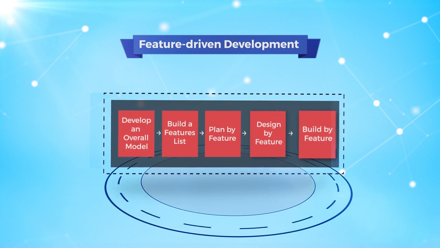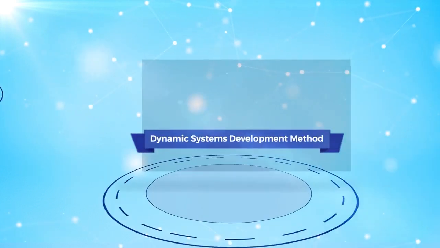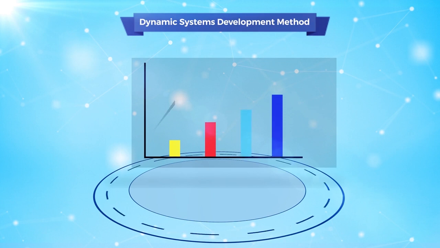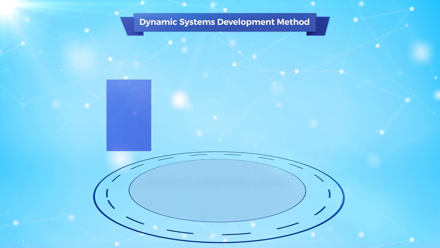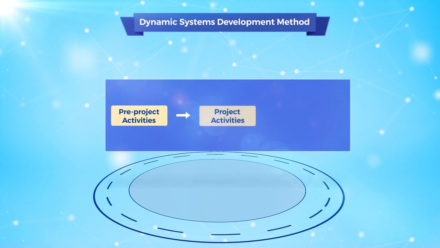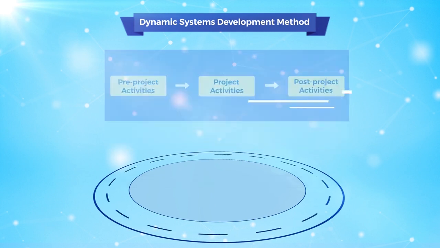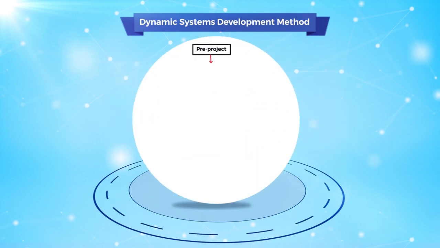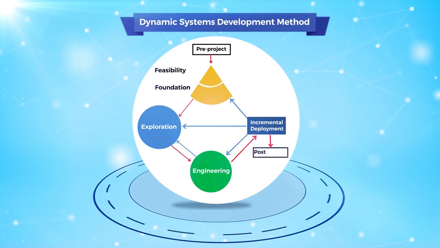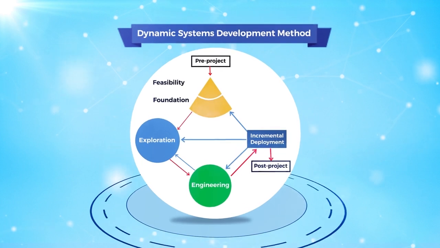and build by feature. The Dynamic Systems Development Method, or DSDM, is another framework for Agile development. It reflects a business perspective rather than a technical one and has 3 phases: pre-project activities, project activities, and post-project activities. DSDM requires a large number of artifacts and designates a large number of roles, but has flexibility in the way activities are incorporated.